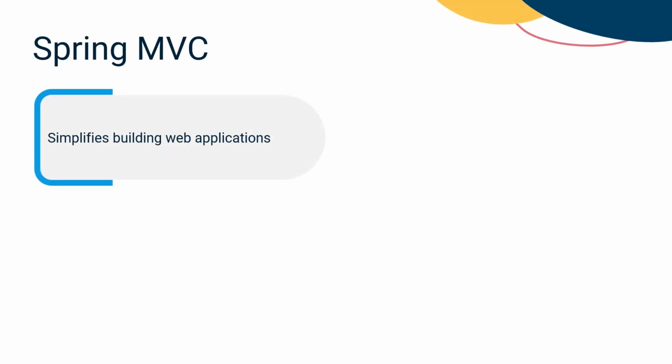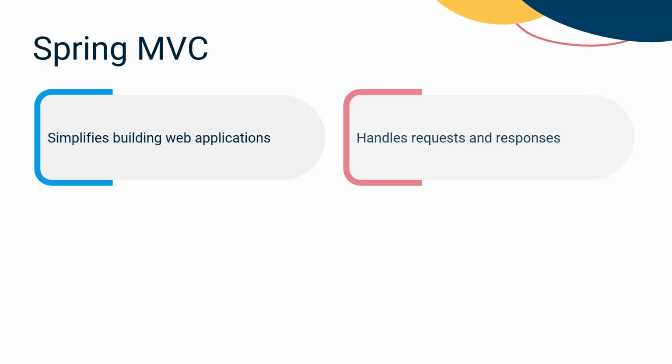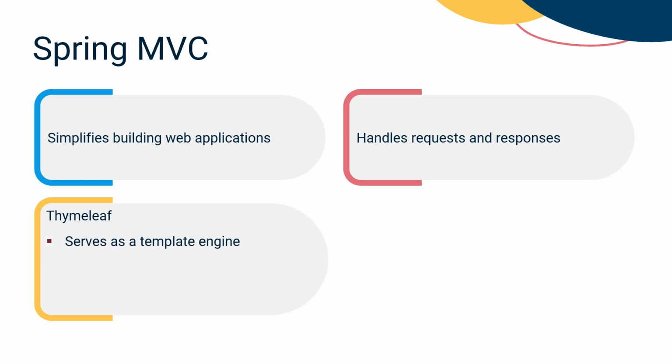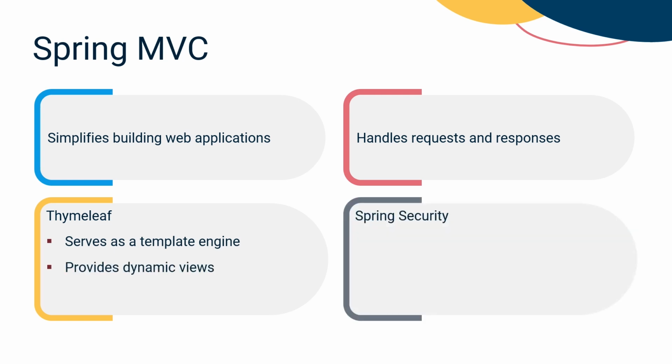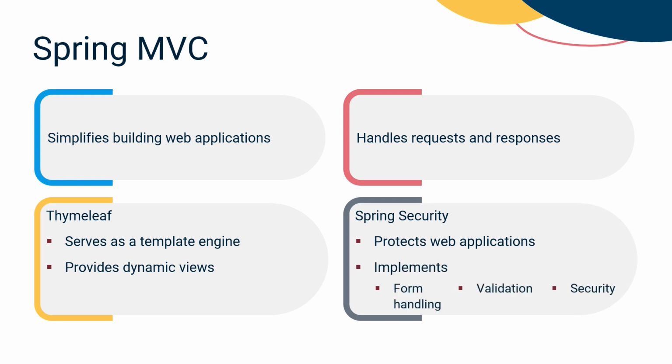The Spring MVC framework simplifies building web applications by handling requests and responses efficiently. Thymeleaf serves as a powerful template engine for dynamic views. Spring Security protects web applications by implementing features like form handling, validation, and security.